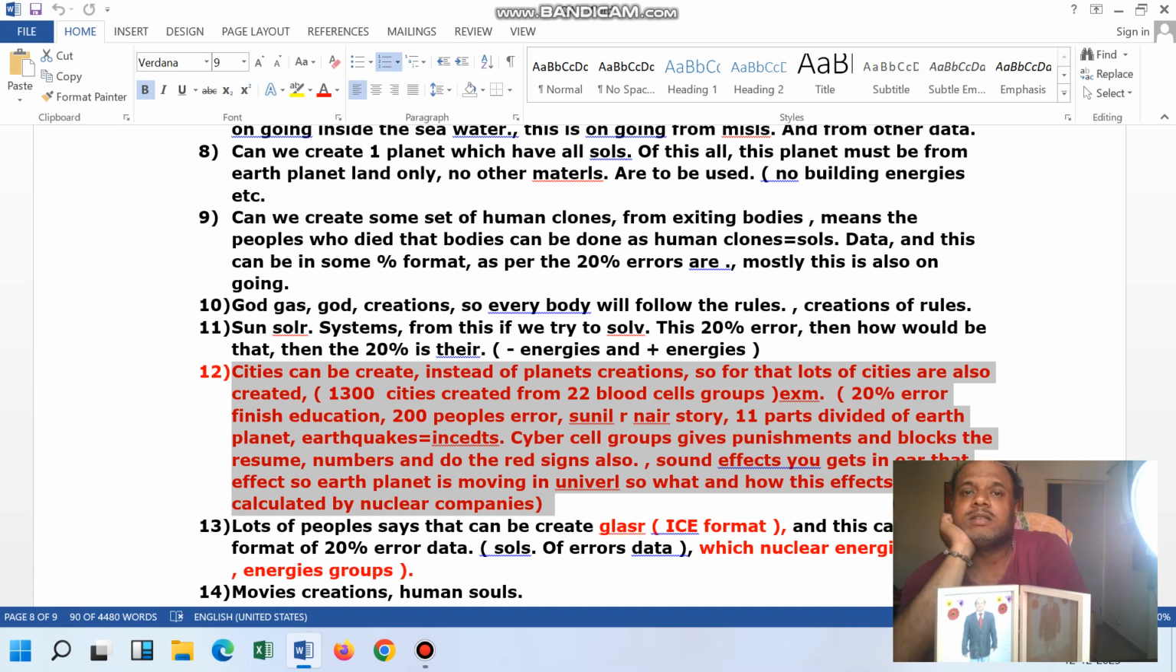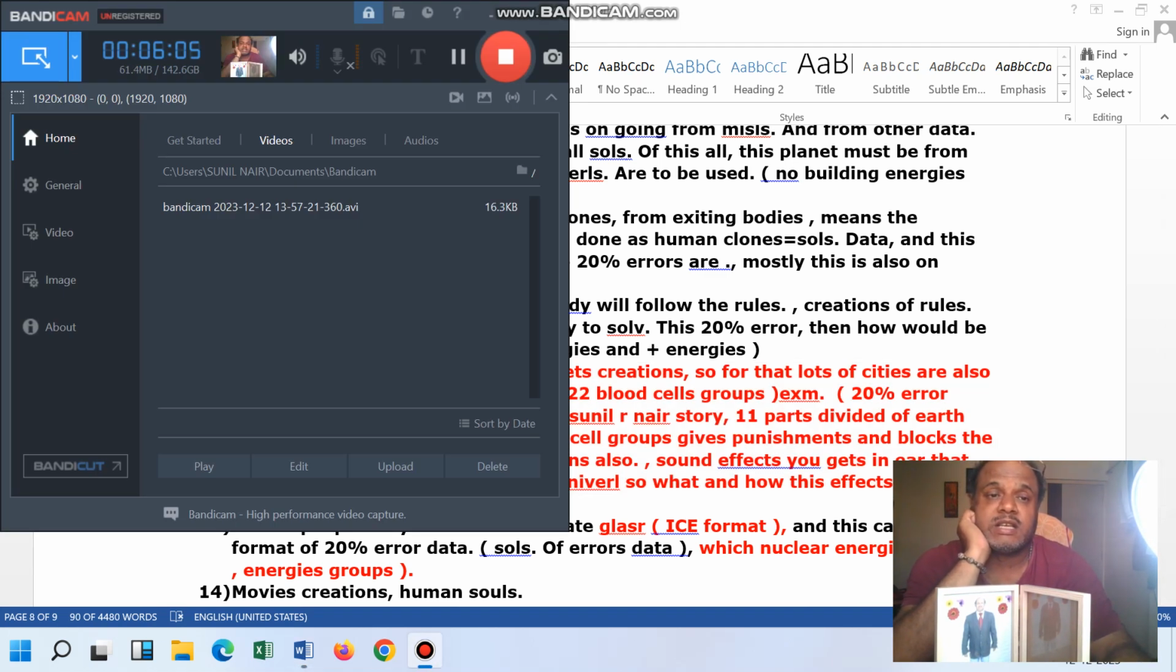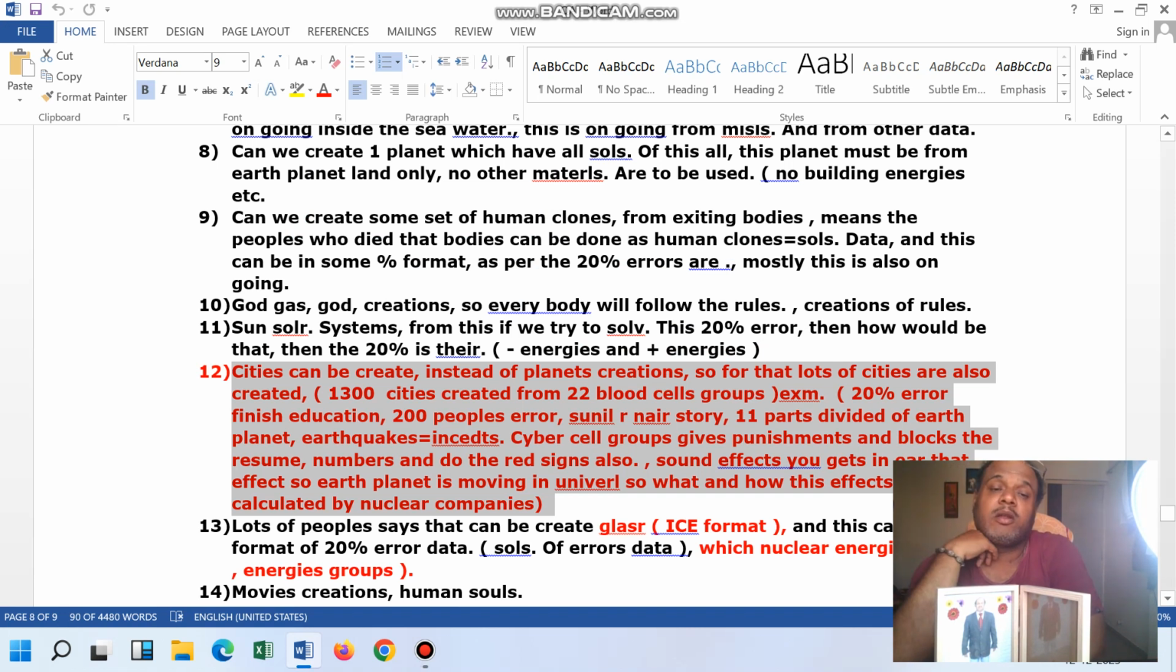each and every city is created from words, right? Each and every city is created from words, and words are created from cities, and cities are created from the nuclear power companies, and the nuclear power companies have the data of the 22 blood groups. They create the cities. So it's like that. So the blood groups are creating the set of words, or you can say on the base of words the cities are created. And the sound effects also come on the set of this word only.